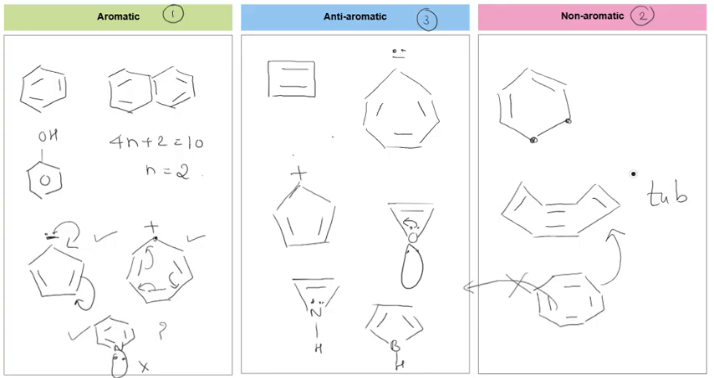So this is how you are going to classify the given compounds as aromatic, anti-aromatic, non-aromatic. What is the main application? Their stability. Aromatic is more stable than non-aromatic, which is more stable than anti-aromatic. For any given molecule, I think now you can classify it among these 3 sets of compounds.